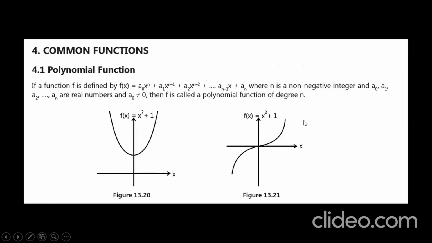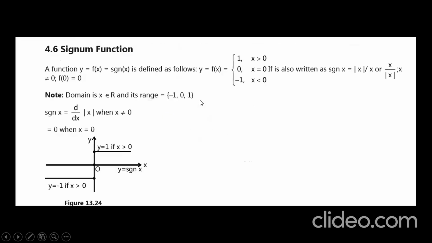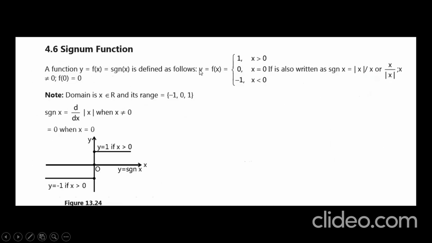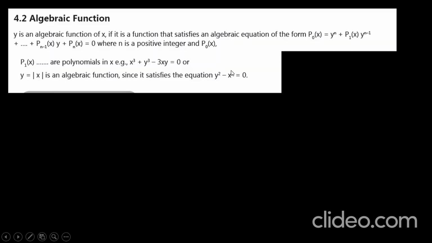Now let us observe the common functions. Before going to the common functions, wait, let me take a very important concept: intervals, neighborhood, and modulus. Those are very important when you talk about functions.